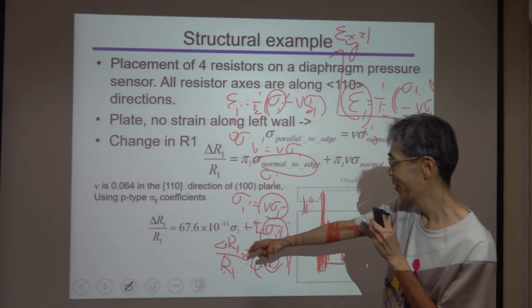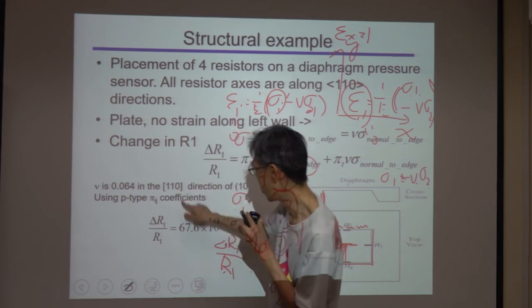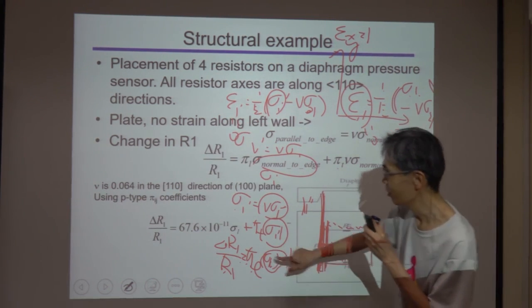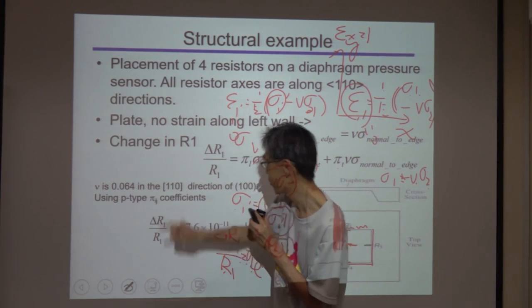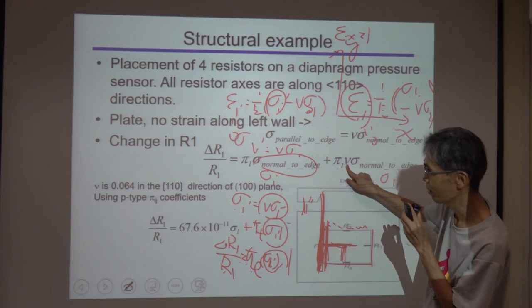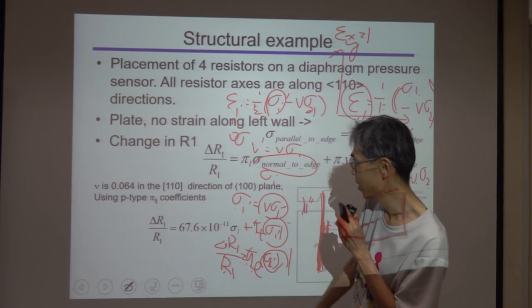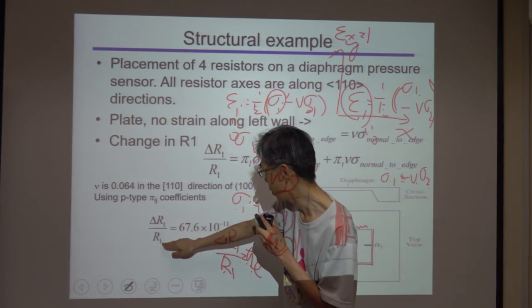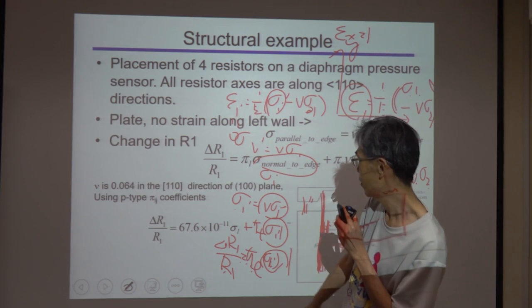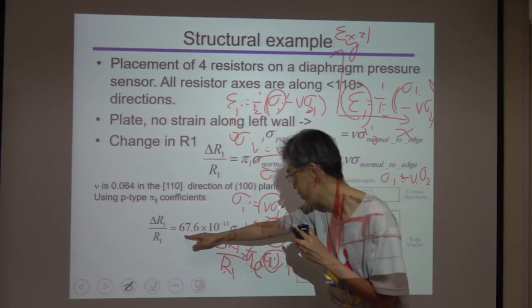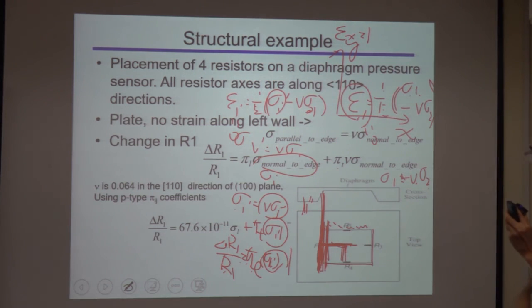So now the nu value in the 110 direction. In the 110 direction, nu has a value of 0.064. So for p-type, delta R1 divided by R1 equals this value. Okay, please calculate. And if you have questions, ask Hugh to help you out. Okay, please start this calculation.